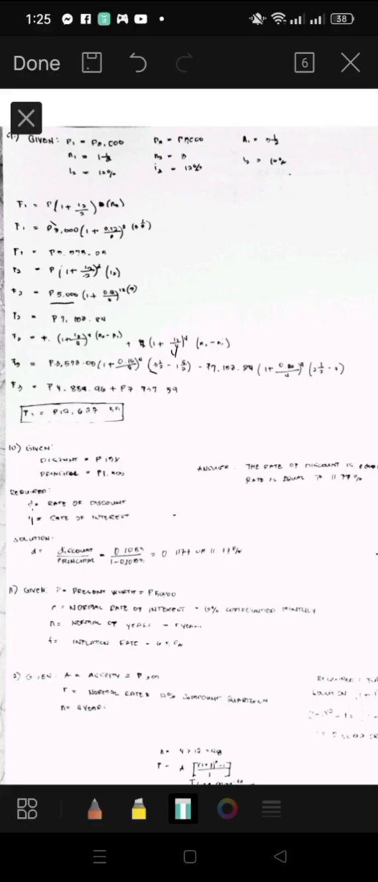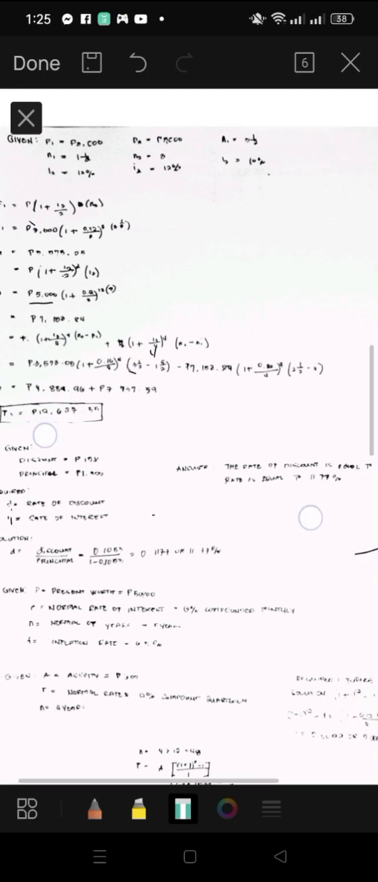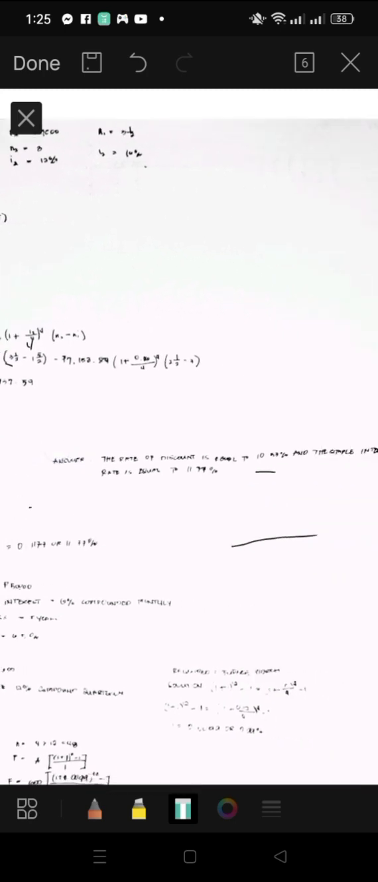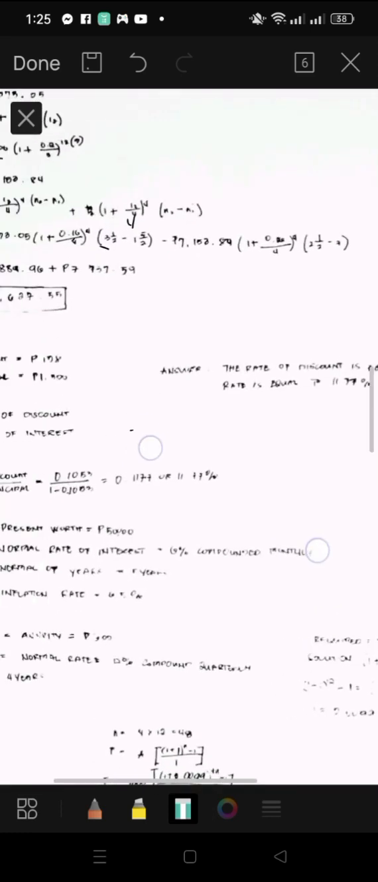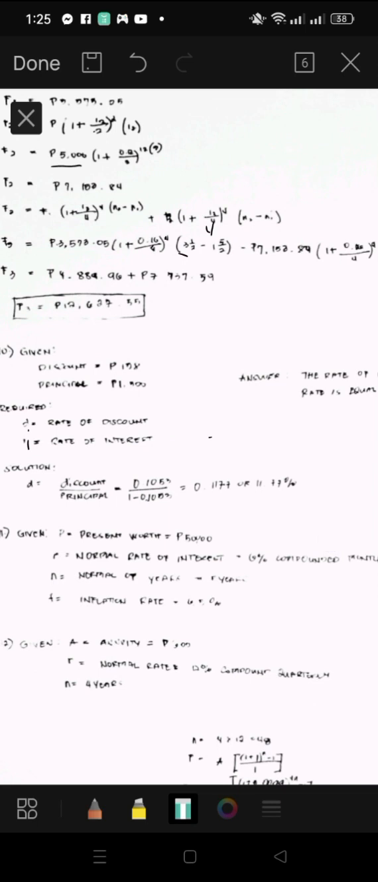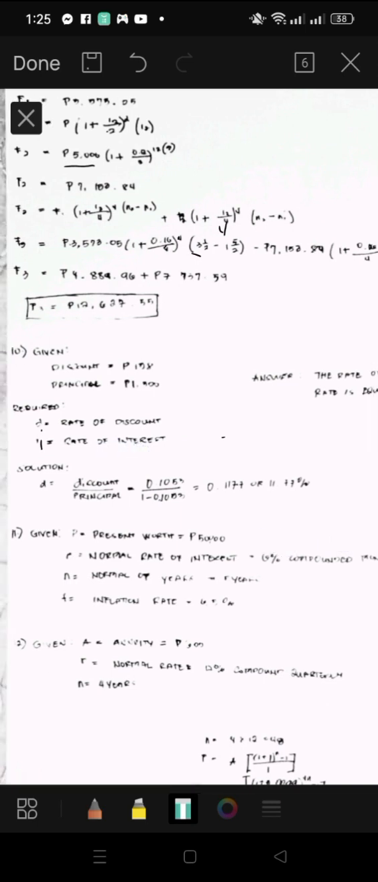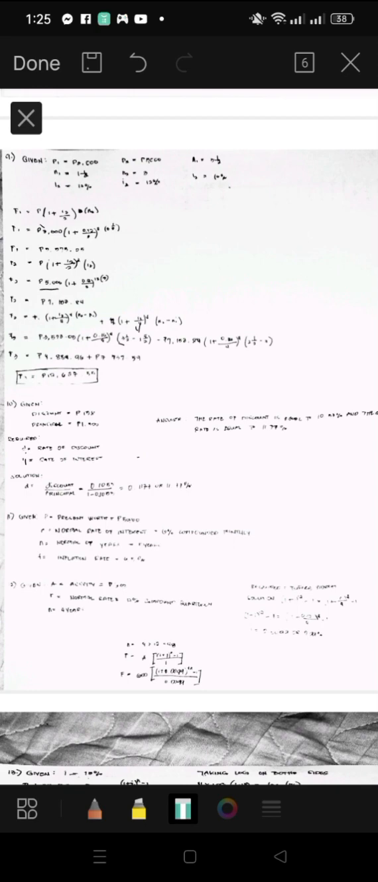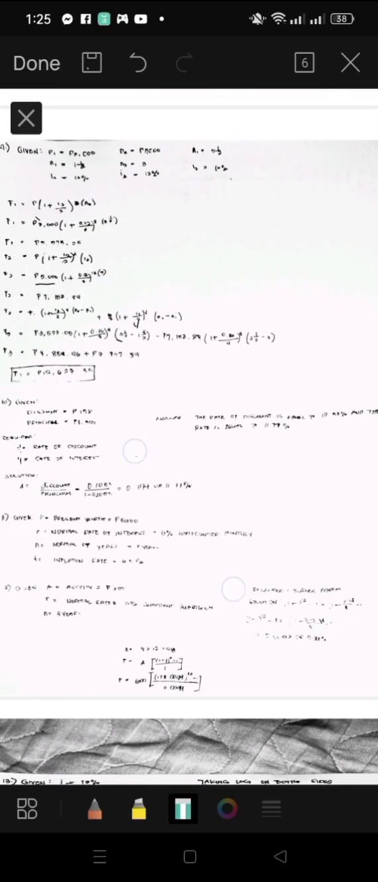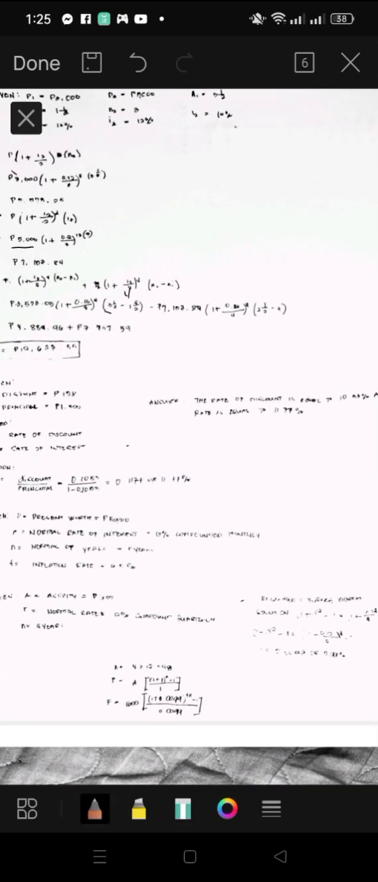So our given is P, present worth, is 50,000. Then the I, the nominal rate of interest, is 6% compounded monthly. Then N, the number of years, is equal to 5 years. And F is the inflation rate equal to 6.5%. Then required is F, the future worth.